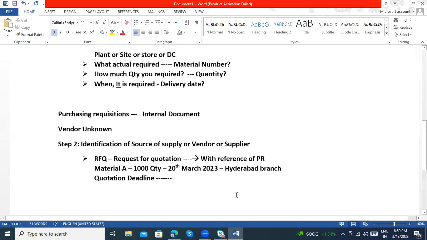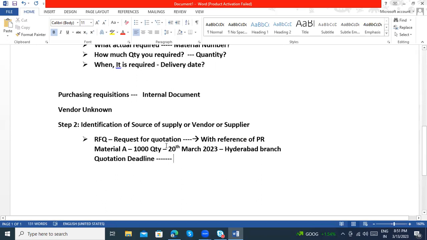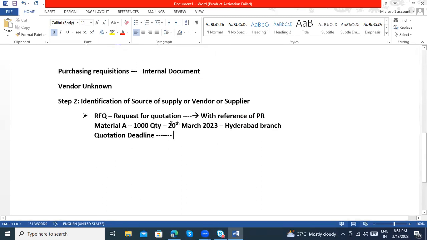I need the material on 20th March 2023, so I cannot wait for the vendor's response until the 20th. I need to get the stock before March 20th. That means I should have a quotation deadline. I tell the vendor: you should respond before 15th March 2023.